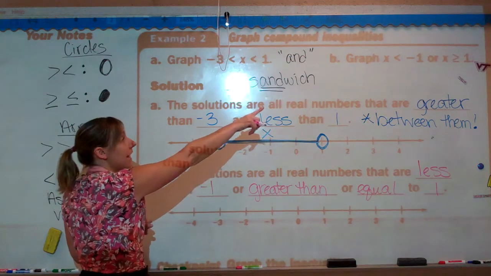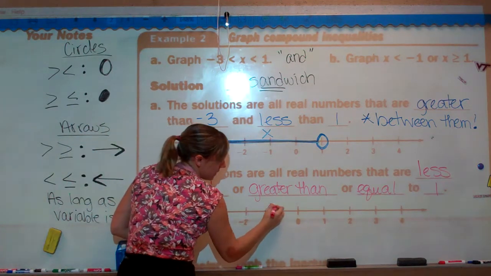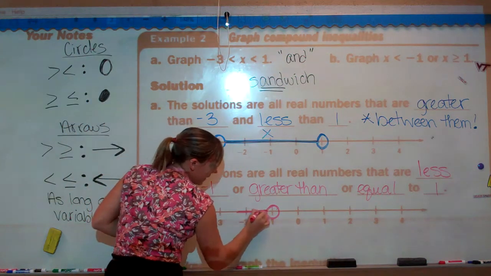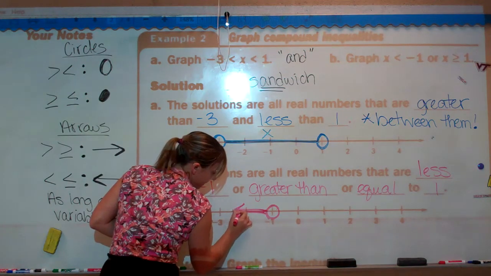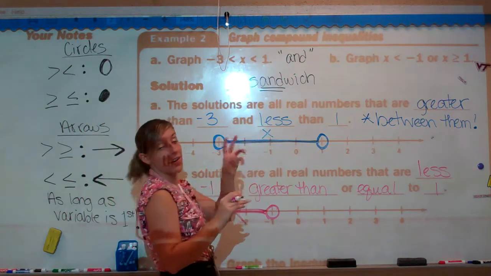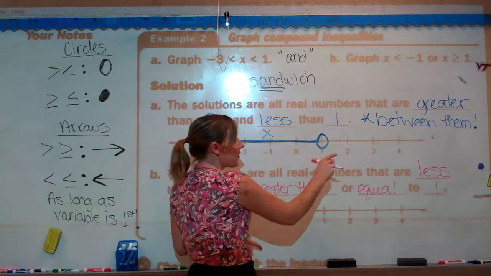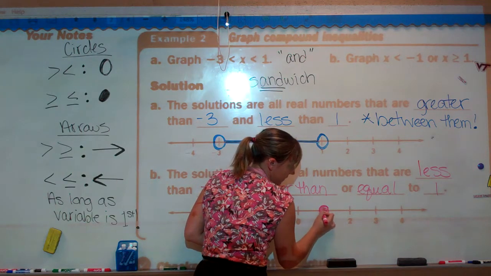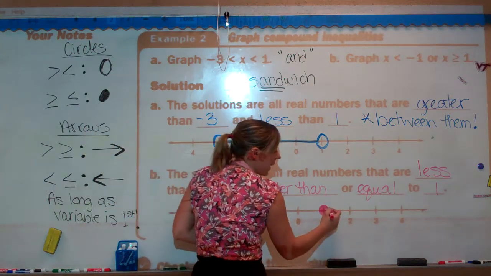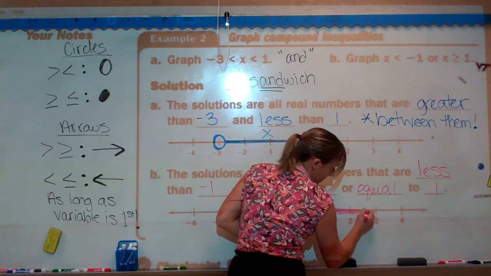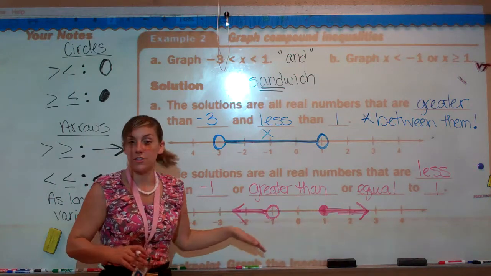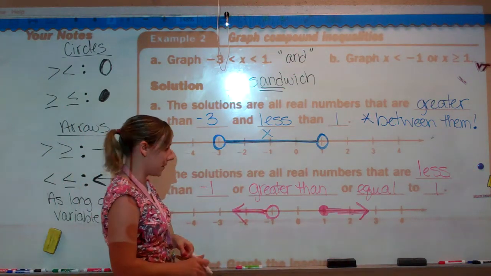So, less than -1 means an open circle because there's no equal. And less means to the left. Okay, because numbers less than are to the left. And then greater than or equal to means we fill it in because there's a line under there. And then greater means we go to the right. So OR problems are really nice because you just look at them separately, but they just happen to be on the same number line, okay?